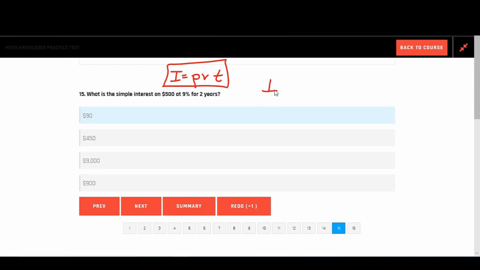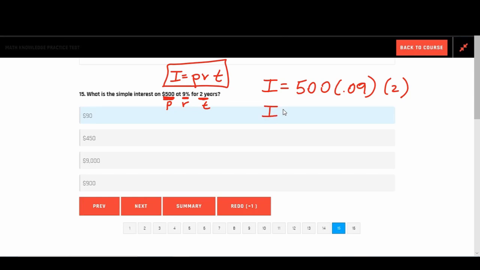So let's go ahead and plug things in accordingly. We're trying to figure out what the interest is going to be. Principal is the amount you invest, so that's going to be $500. Rate is always the percentage given. Instead of writing 9%, we're going to write this as 0.09. And T is in years, so we know this is our T. So we'll just go ahead and put that in the formula accordingly.